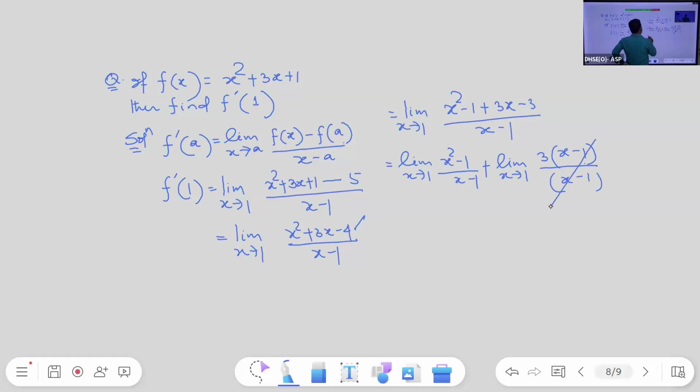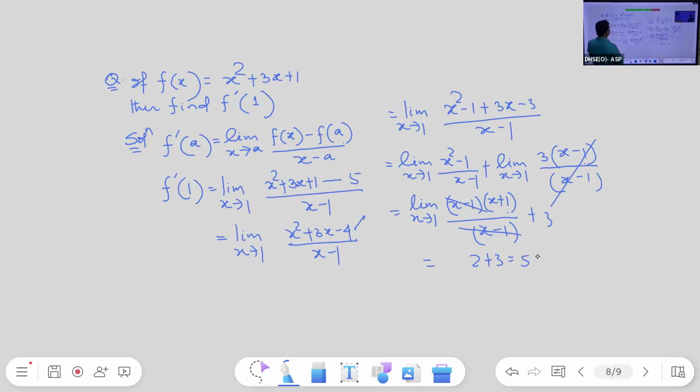For the first limit, use the formula a square minus b square equals a plus b into a minus b. This is equal to the limit as x approaches 1 of x minus 1 into x plus 1 upon x minus 1. The second limit is 3. X minus 1 cancels. When x approaches 1, x plus 1 approaches 2. 2 plus 3 is equal to 5. So f dash 1 is equal to 5. Got it? Is it clear to you? Write in the chat box.